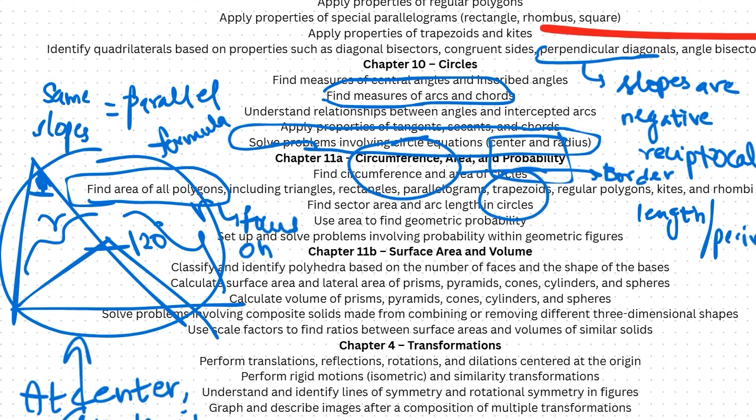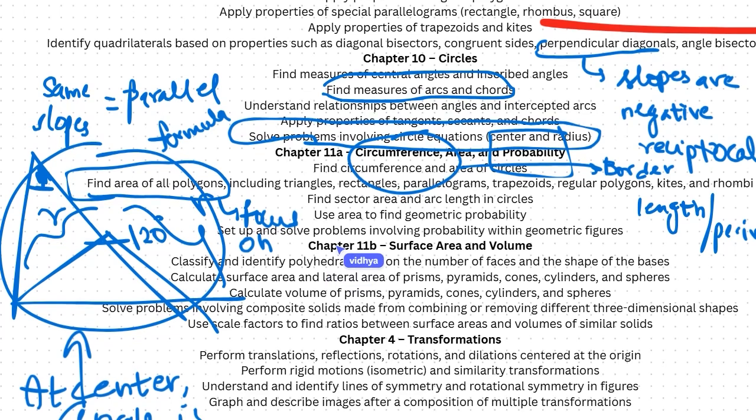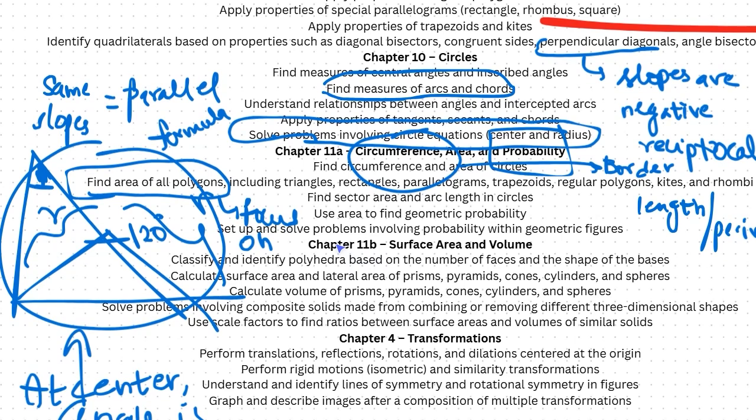What is the area of a trapezoid formula? Base 1 plus base 2. Half into base 1 plus base 2, into height. Half base 1 plus base 2 times height. Kites and rhombus, regarding diagonals: half d1 d2. So this is for kite and rhombus area. And diagonals bisect each other for a rhombus.